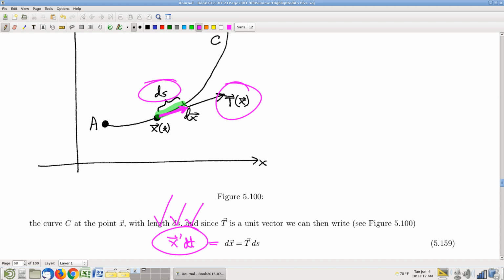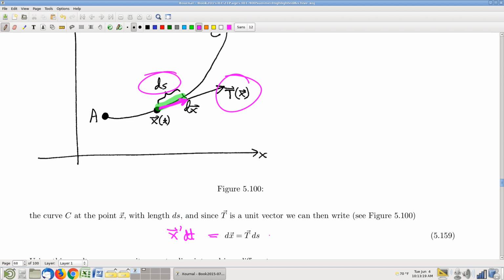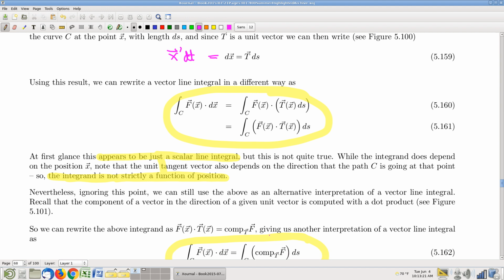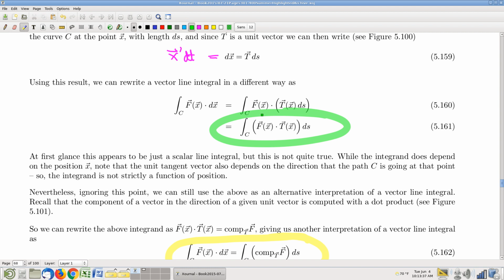But now we're going to go a different way with it, and we're going to reinterpret dx as T ds. Here's what you get. There's dx is T ds. And then you'll notice I'm just going to move parentheses around a little bit to get this expression. Now, here's the thing. That looks like a scalar line integral. Look at that. It's got a ds on the end of it.